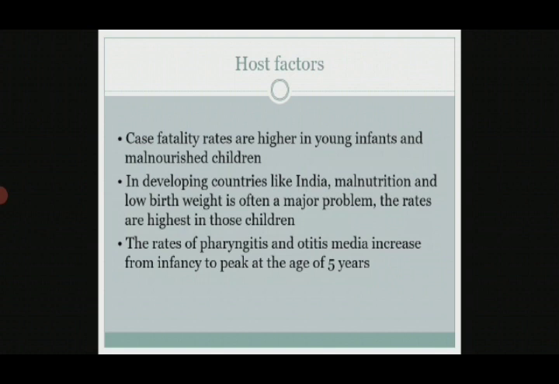Now, what are the various host factors? Very important in India, as it is a developing country, malnutrition and low birth weight are a major problem. The rate of acute respiratory tract infection is highest among children who are malnourished or whose birth weight is low at the time of birth. Case fatality rates are higher in young infants and again in malnourished children. Pharyngitis and otitis media increase from infancy to 5 years of age.